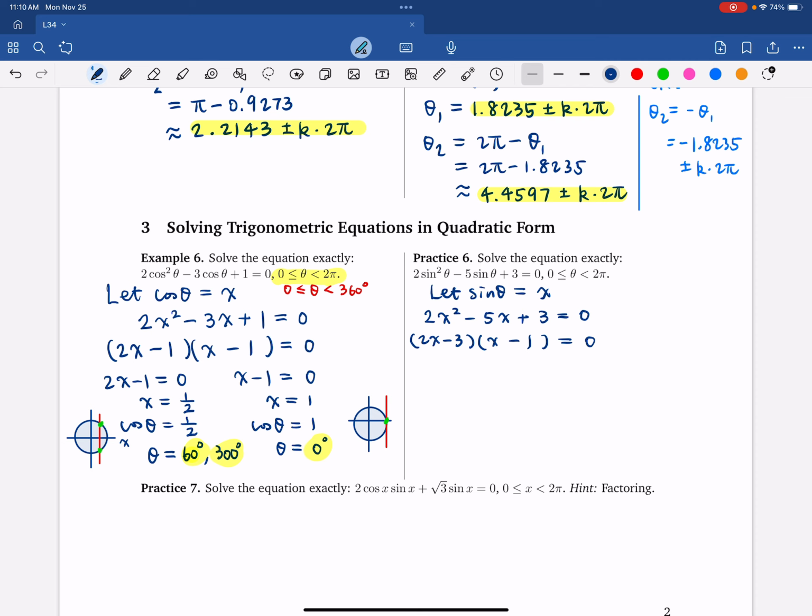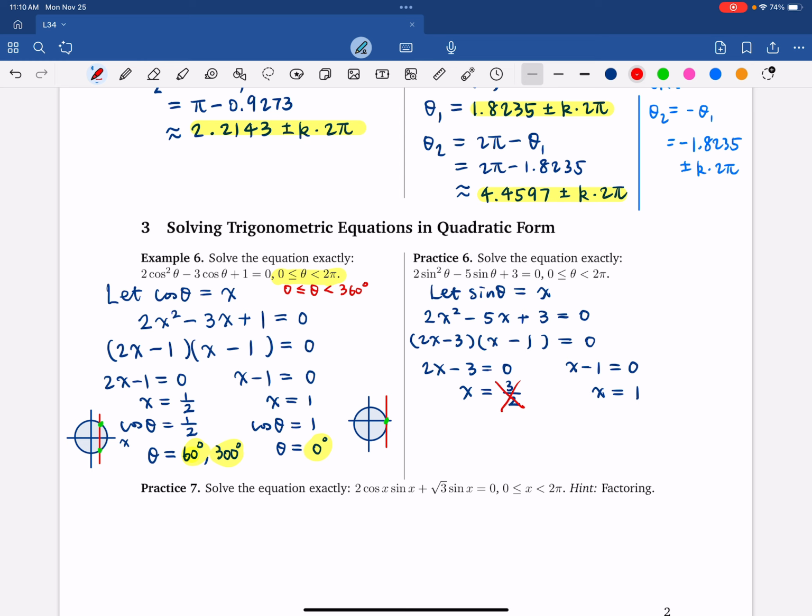And by the zero product property, each of them could be 0. 2x minus 3 is 0, or x minus 1 is 0. Solve each of them for x. X could be 3 over 2, or x could be 1. And for this one, we're going to eliminate 3 over 2.